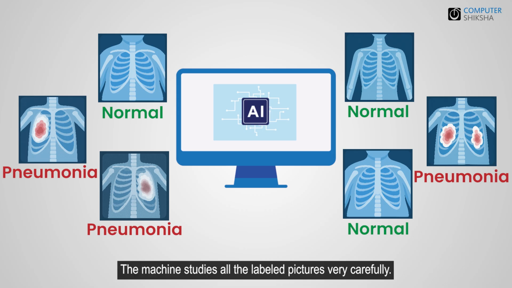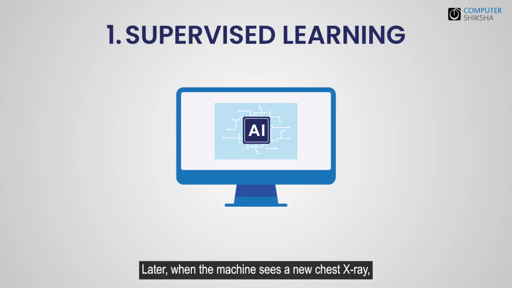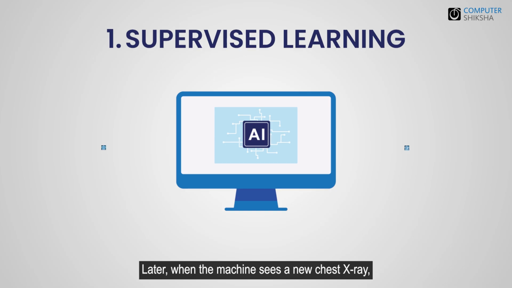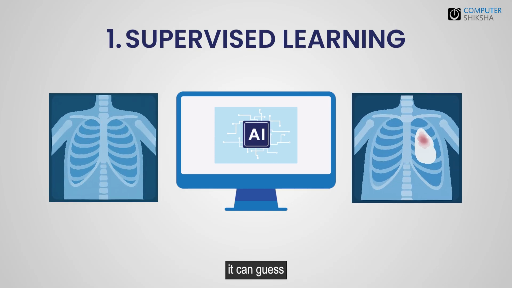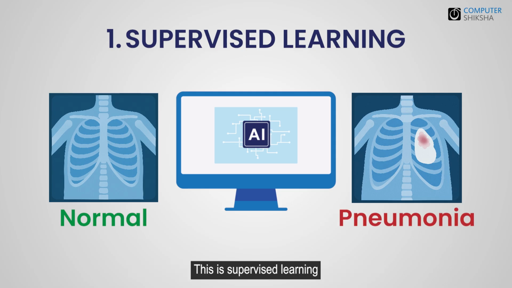The machine studies all the labeled pictures very carefully. It learns the difference between a normal chest and a chest with pneumonia. Later, when the machine sees a new chest X-ray, it can guess if the lungs look normal or if they look like pneumonia. This is supervised learning, where machines learn with labels and help us with different tasks.